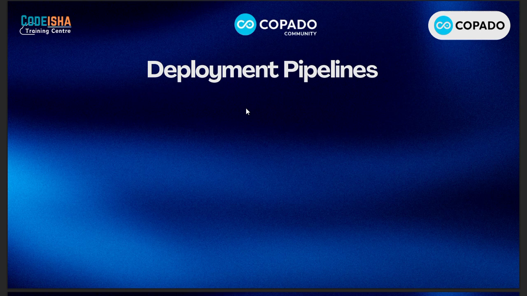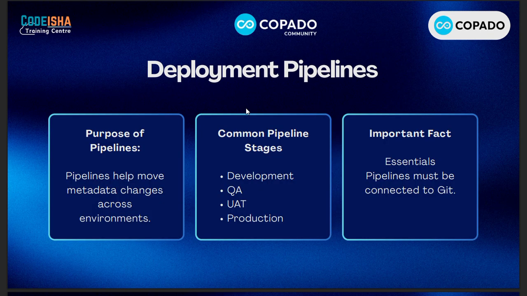Here are the deployment pipelines. Deployment pipelines help move metadata changes across environments. Here are the common stages of the pipelines: development, QA, UAT, and production stages. And here is the important thing: Essentials pipelines must be connected with Git, so you cannot take your own backup. We must connect with the Git connection.